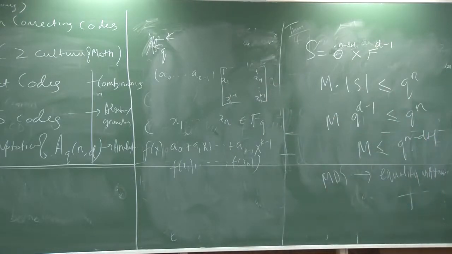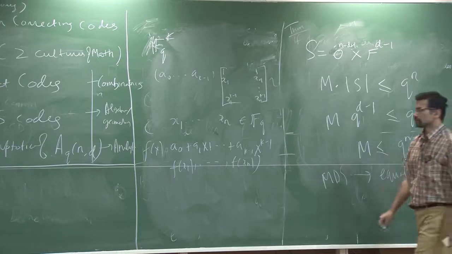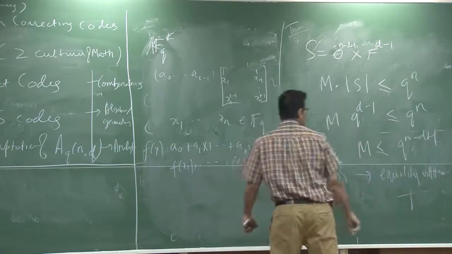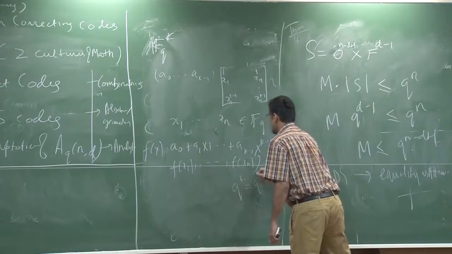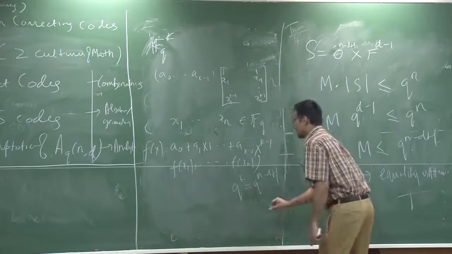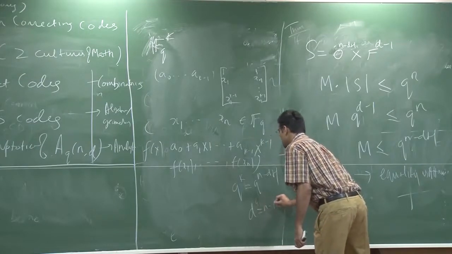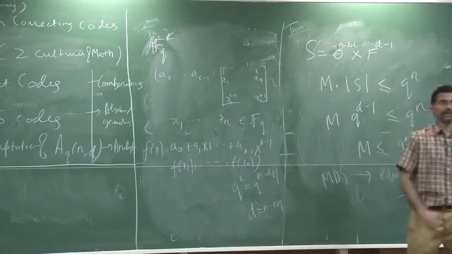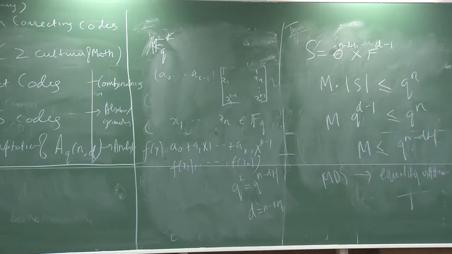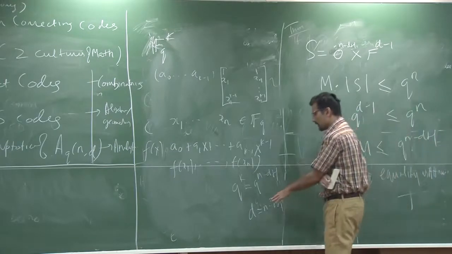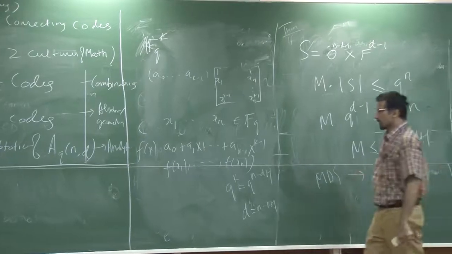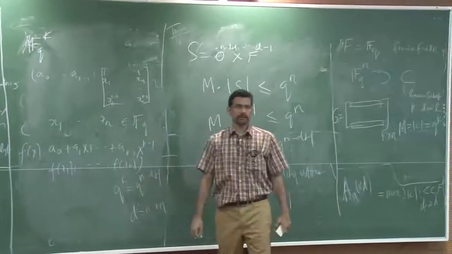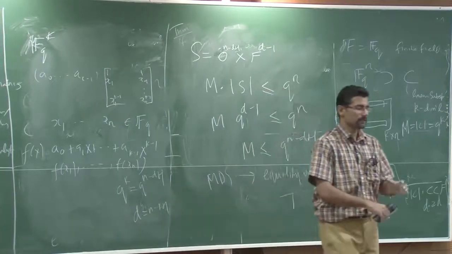Okay, so coming back, this is an MDS code. What do I mean by that? I mean M, the size of the code, q to the k, is equal to q to the n minus d plus 1. That means d is equal to n minus k plus 1. How do you check that? Suppose d is always less than or equal to n minus k plus 1. So if d was smaller, say d was n minus k, what does that mean?